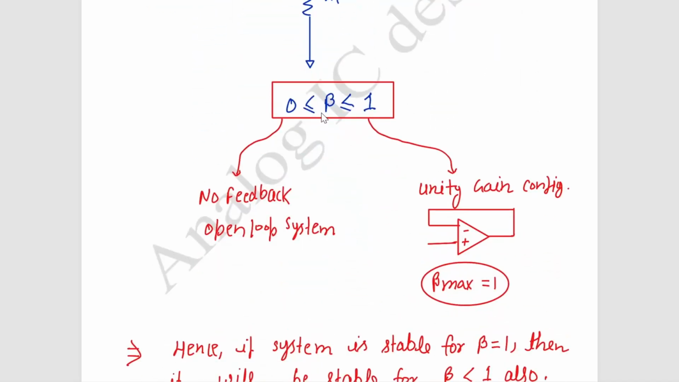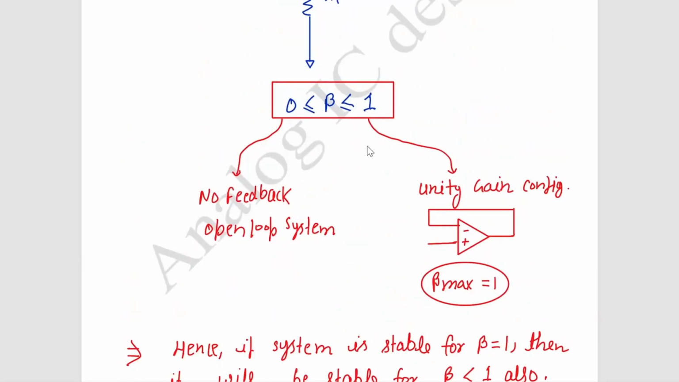A minimum value of beta of 0 means you are not sensing the output, you are not feeding back to the input. And if beta equals 1, you are taking all the output and feeding it back to the input to compare. So the beta range is from 0 to 1. Maximum beta is 1, and minimum beta is 0. And beta equal to 1 is which configuration? It will be the unity gain configuration.